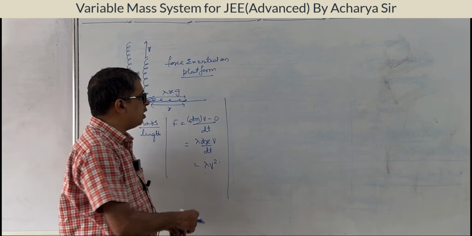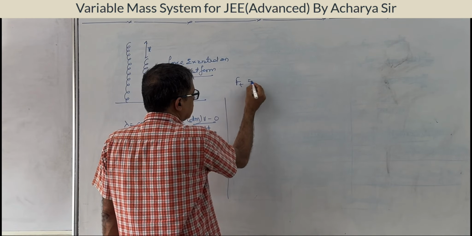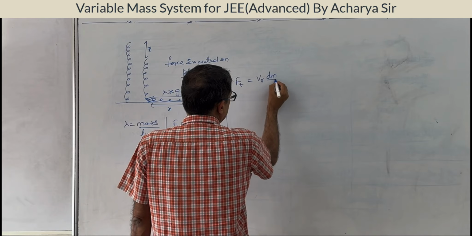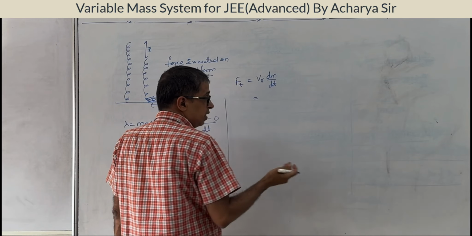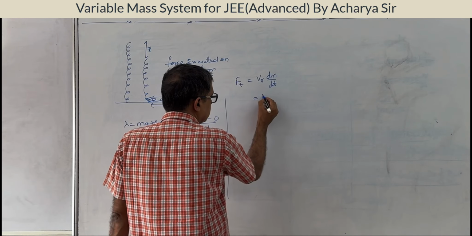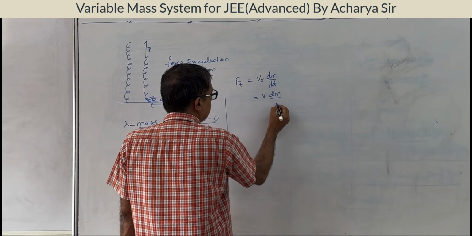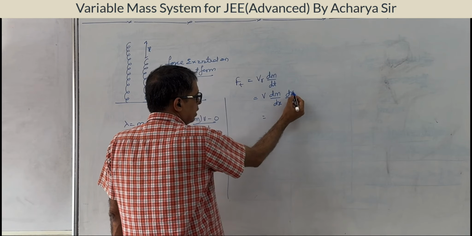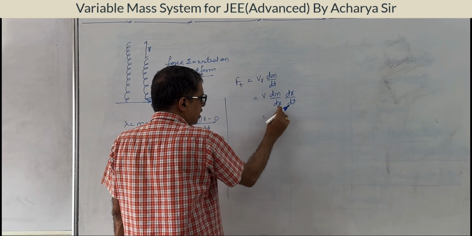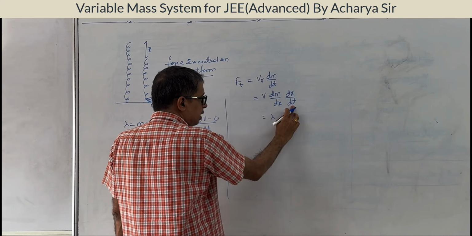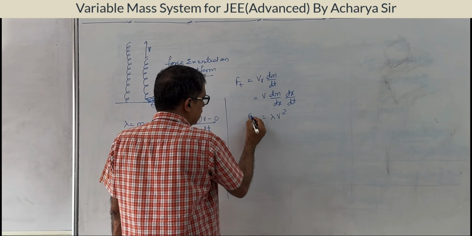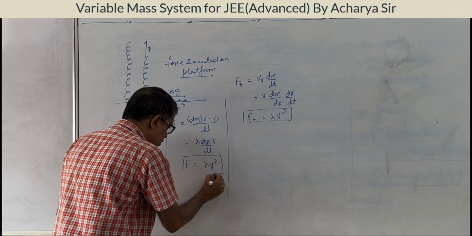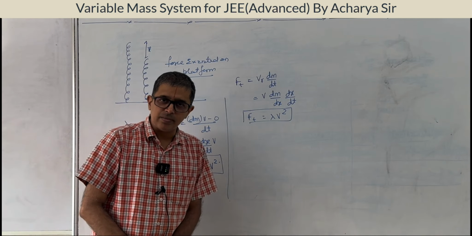Some students feel you can directly calculate the thrust force. What did you tell me thrust force is? V_r dm by dt. Here the platform is at rest. This will be v dm by dx into dx by dt. dm by dx is mass per unit length, and dx by dt is v, so lambda v square. So either way you get the thrust force to be lambda v square.